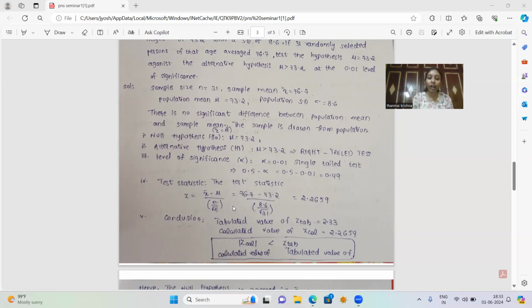So we are going to draw a conclusion from the above Z value, the test statistic value. The tabulated value of Z is 2.33. They have given it.